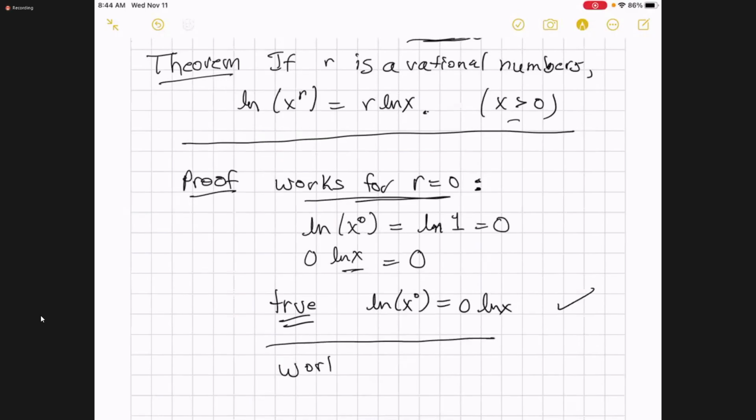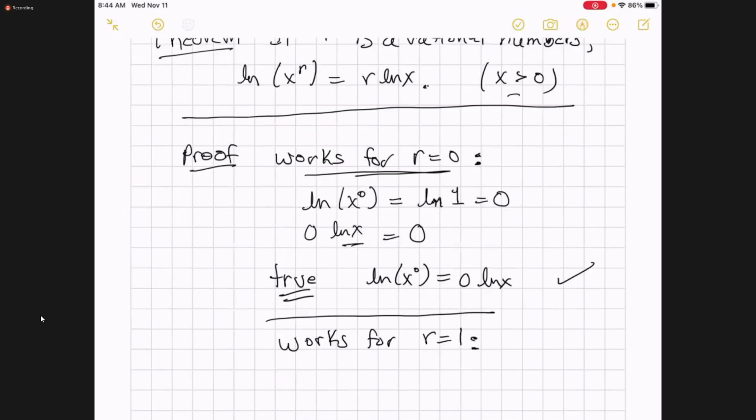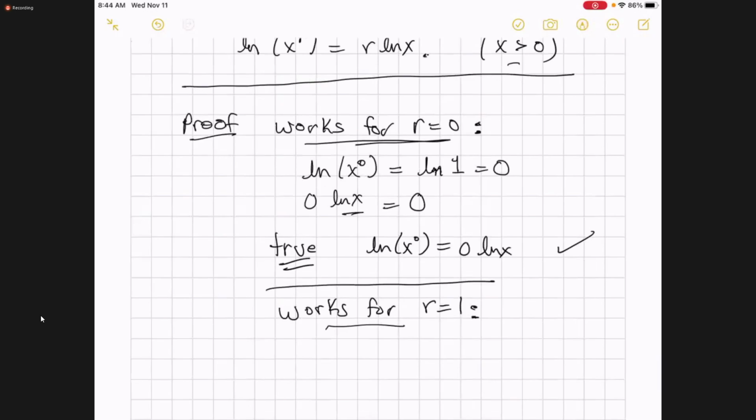Now I'm going to prove that this works for r equal to 1. You might say I'm not making much progress here. But ln of x to the first is just ln of x. x to the first power is x. And any number times 1 is that number back again. So this is true. Check.